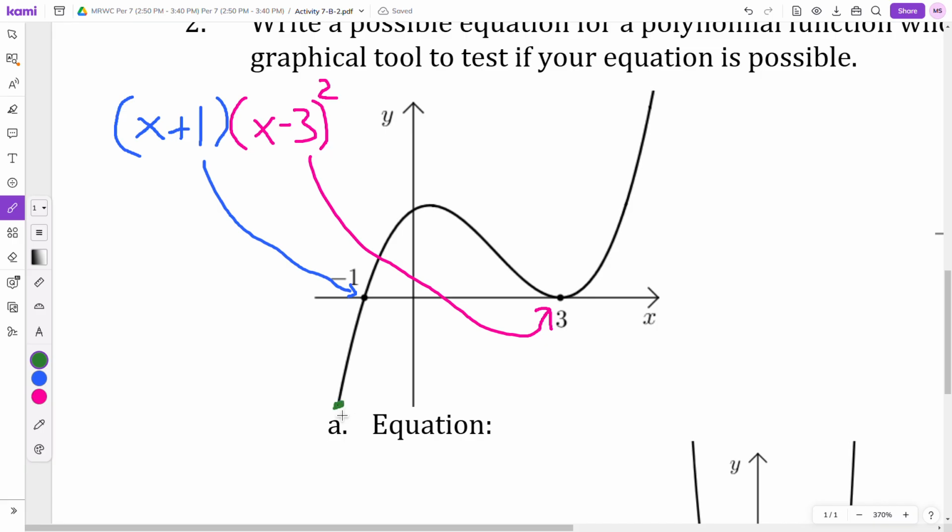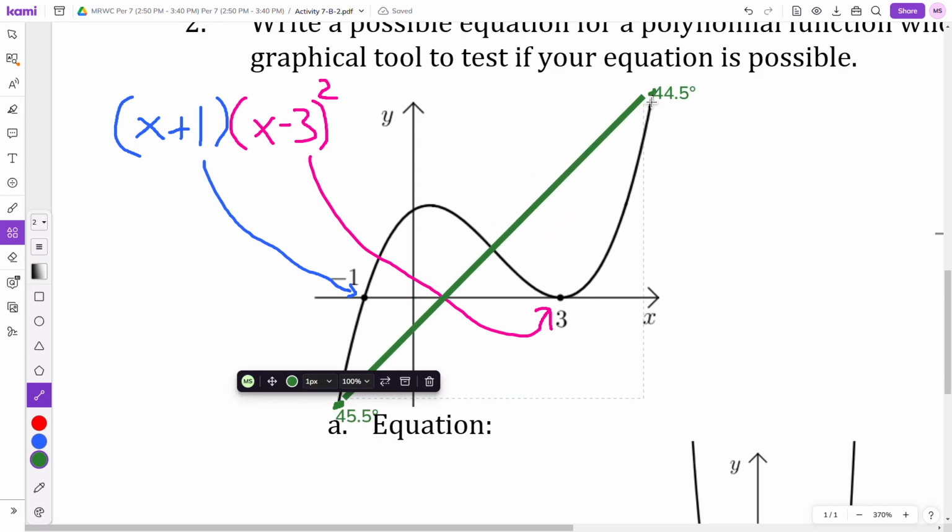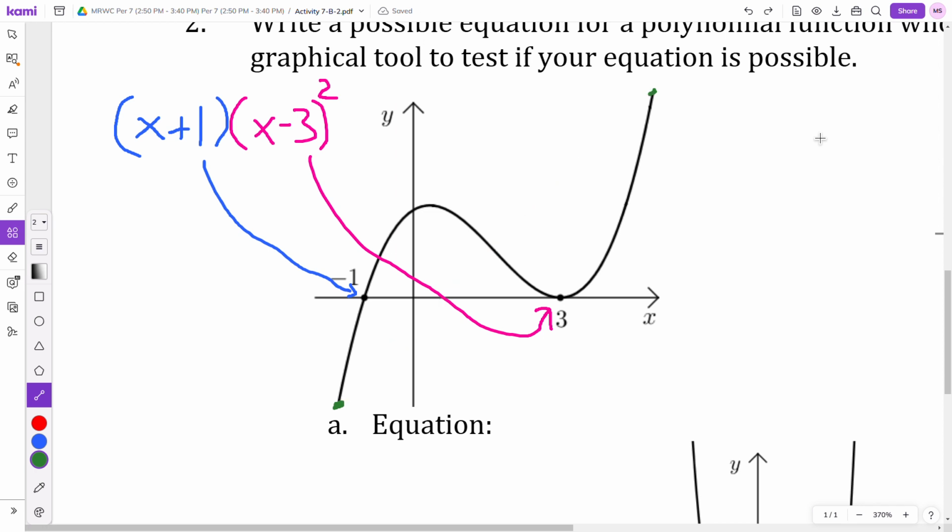Well, if you connect one end to the other end and you just do like a line, let's do a little example here. Is the slope positive or negative? Positive, so therefore this is a positive degree polynomial. Okay, so this is positive.